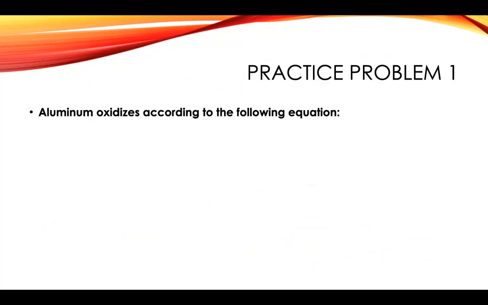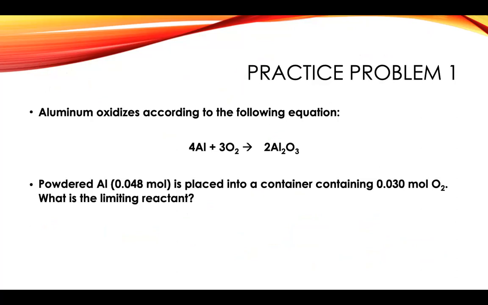Aluminum oxidizes according to the following equation. So we've got a balanced equation again. Always start with a balanced equation. Powdered aluminum, 0.048 moles, is placed into a container containing 0.03 moles of O2. What is the limiting reactant? So again, we can do this 2 ways: proportion using the mole ratio, or conversion factors using the mole ratio. Whichever one you're more comfortable with, either procedure is okay. It's not like math where it's like, no, you have to do it my way and only my way.